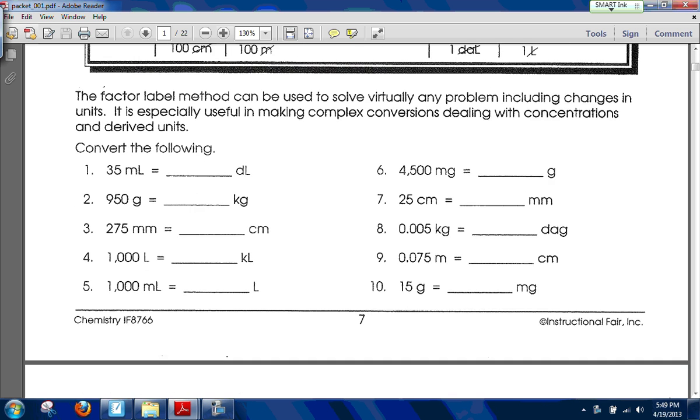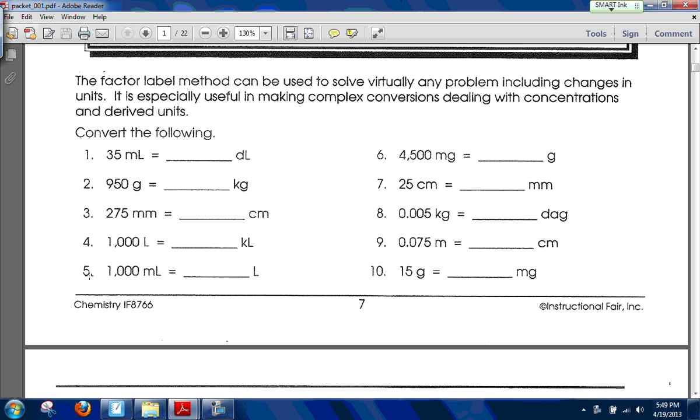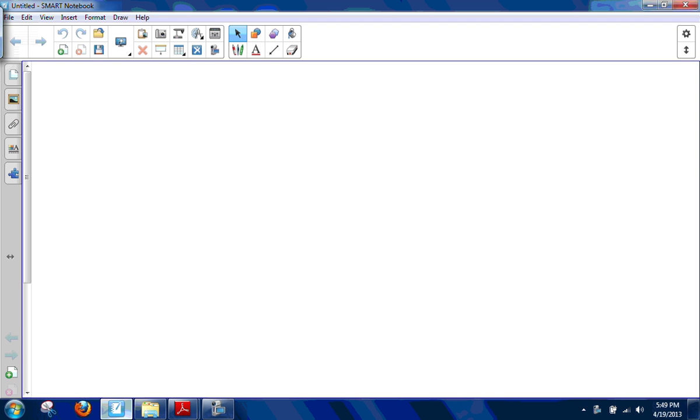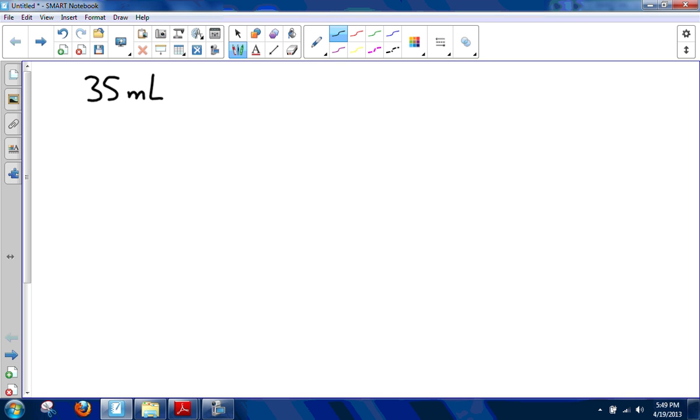So the first problem says you start with 35 milliliters, and it wants us to go into deciliters. So we're going to start out, we have 35 milliliters. Go ahead and make that neat. And we're going to deciliters. Okay, so this is a basic stoichiometry type problem or dimensional analysis. It's not stoichiometry because we're not changing chemicals.